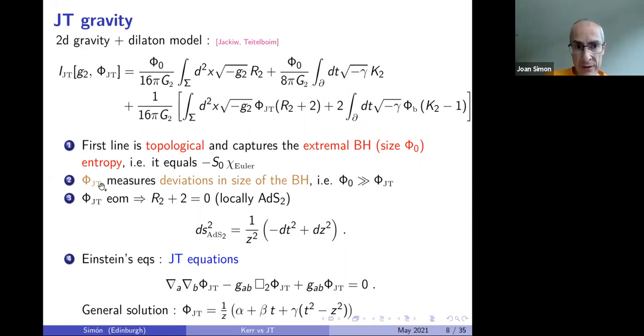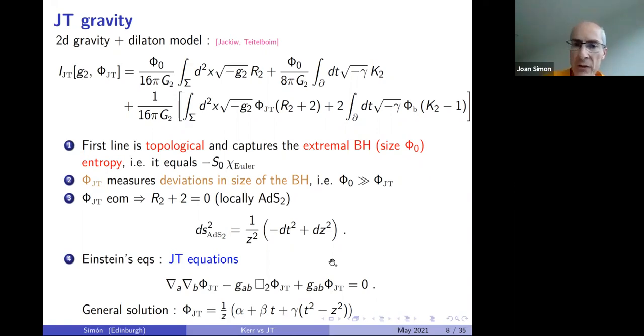And this is bullet 2. This dynamical field is what measures the deviations from the overall black hole perspective, the deviations in the size of the black hole. The JT equations of motion, as you can see here, because of the linear dependence, force the curvature in 2 dimensions to be negative. So that gives rise to this ADS2 metric.